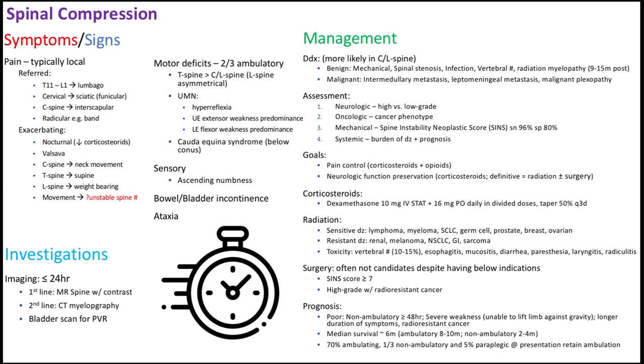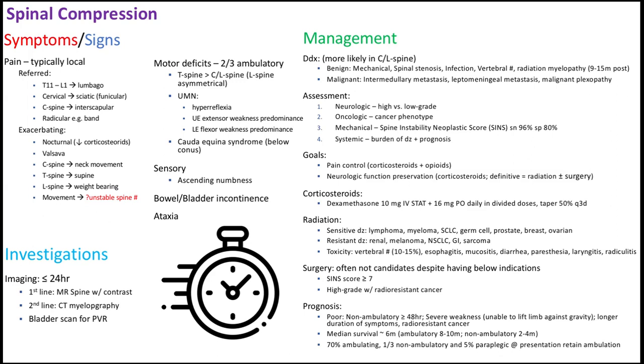Really, the goals of therapy are pain control and to preserve neurological function. We do that medically with corticosteroids, but we do need definitive therapy typically. You also usually need opioids for pain control, so keep that in mind. Corticosteroids usually alone don't suffice. The definitive treatment is radiation plus or minus surgery. Radiation is particularly effective in certain cancer types, and for the ones that aren't as responsive to radiation, we do need to rely on surgery.